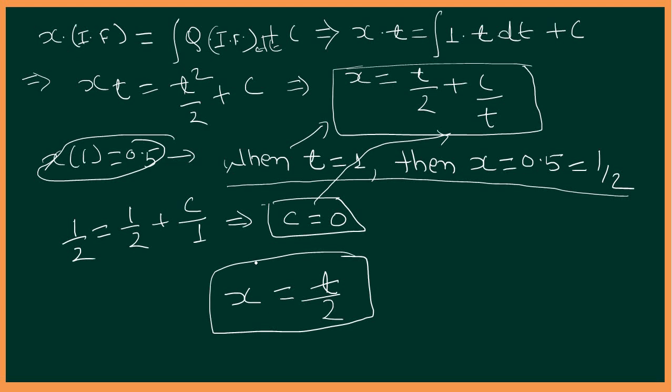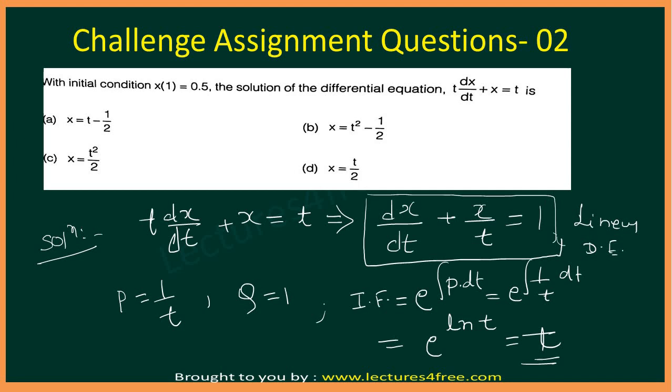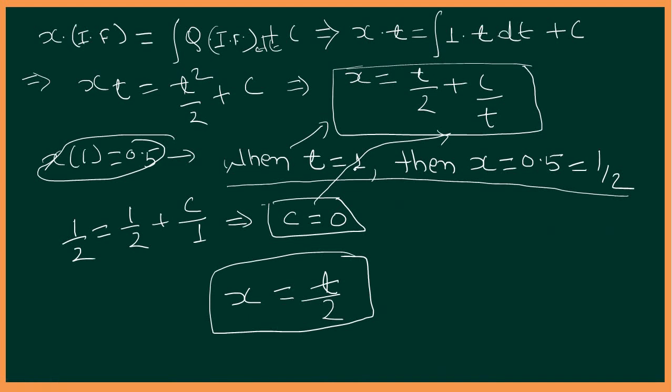Okay. Now let's see in which option this is there. So here you can see option D. Option D is the right answer because we are getting the same, x is equal to t by 2. So the right answer of this question will be option D. Okay.